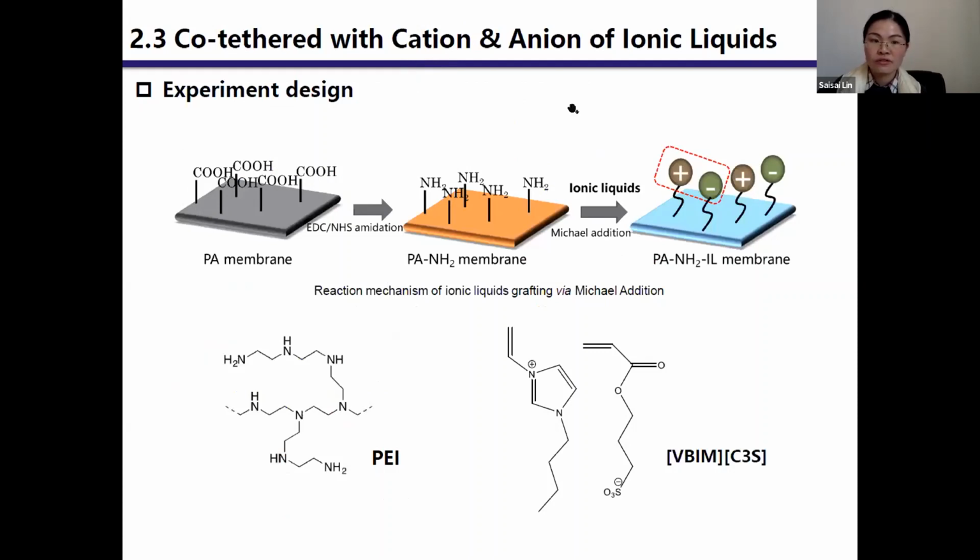co-ion surface modification. That means we tested the cation and the anion both onto the PA membrane surface. In this way, we choose the ionic liquids that both have the alkynyl on the cation and the anion, so we can graft it both onto the membrane surface.